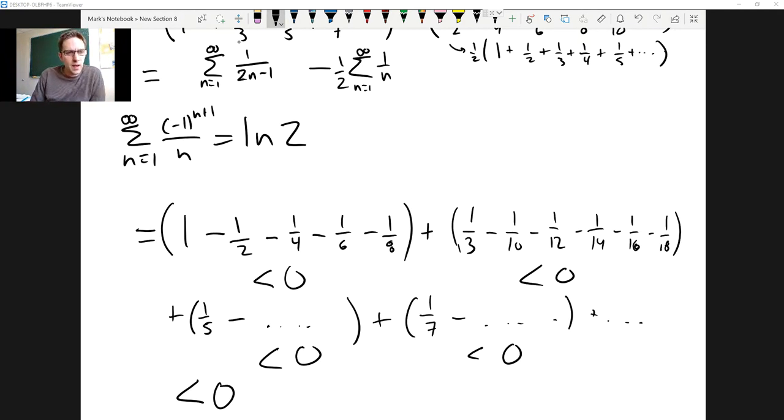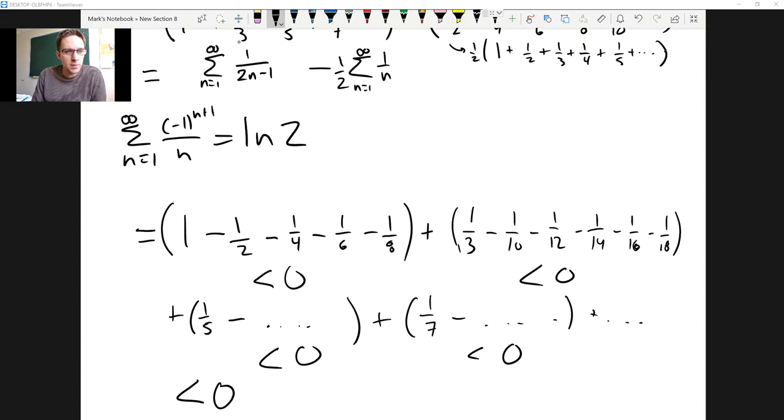But how can that be? How can you take something that converges to log 2, rearrange the order, and get something negative? Well, the answer is you cannot rearrange the terms. Rearranging the terms of a conditionally convergent series changes the answer. And in fact, I made this argument to show that you could get something negative, but if we ordered the terms in a different way, we could get a conditionally convergent series that converges to any number that we want.